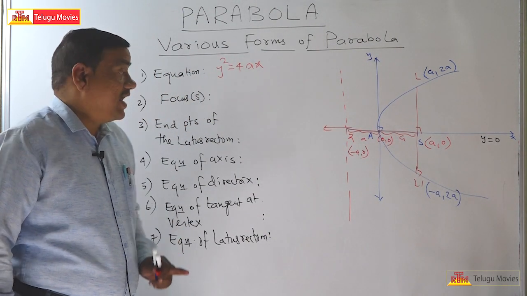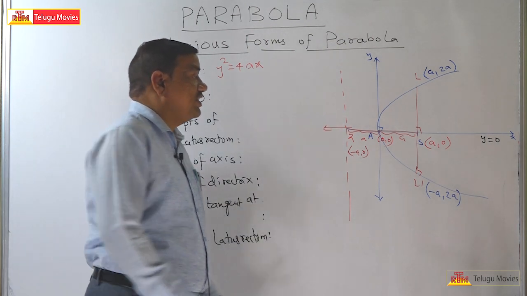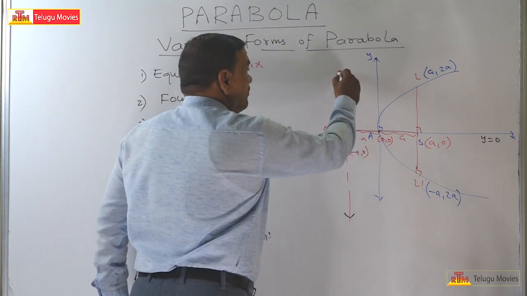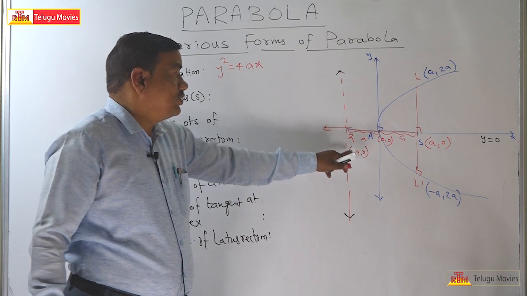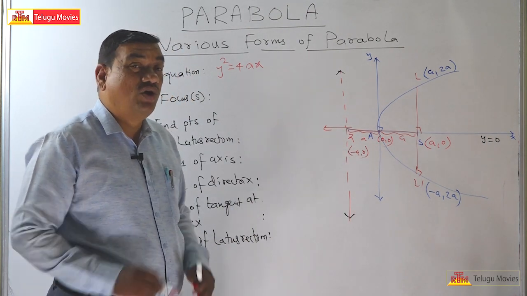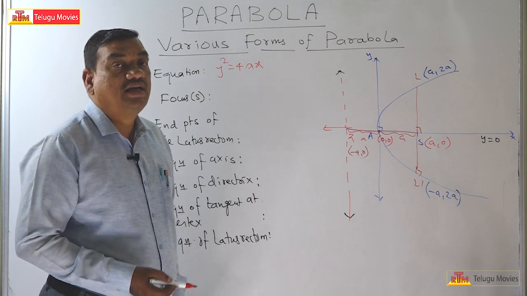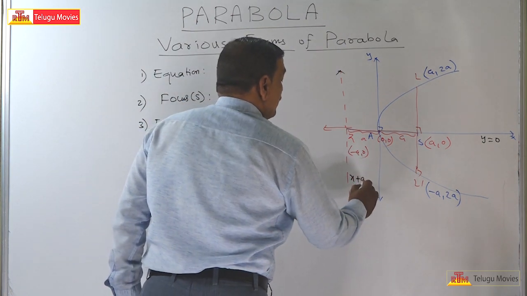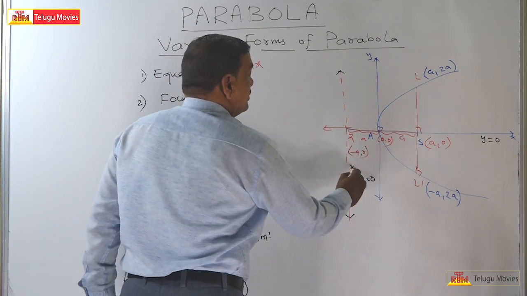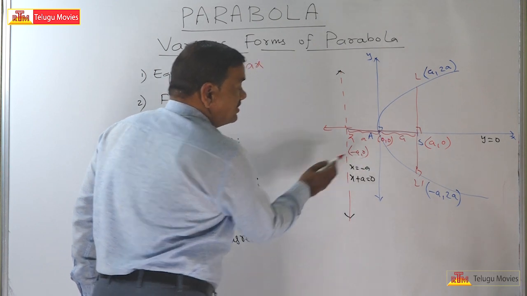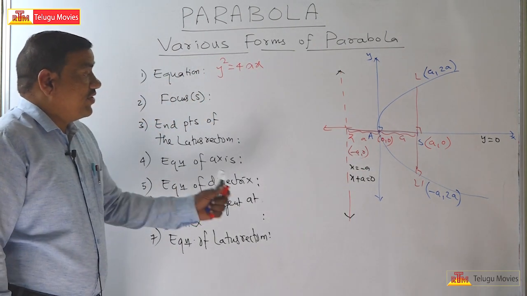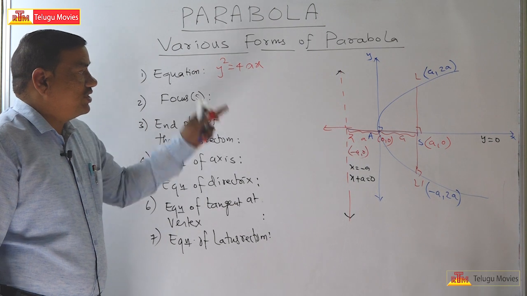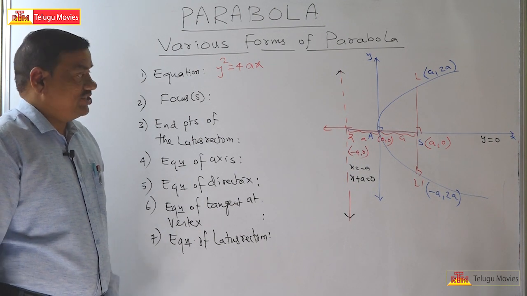Afterwards, you have to learn the equation of the directrix. It passes through the point minus a comma 0 and its slope is infinity. So, it is x is equal to minus a. Therefore, x plus a is equal to 0. That is the equation of the directrix.